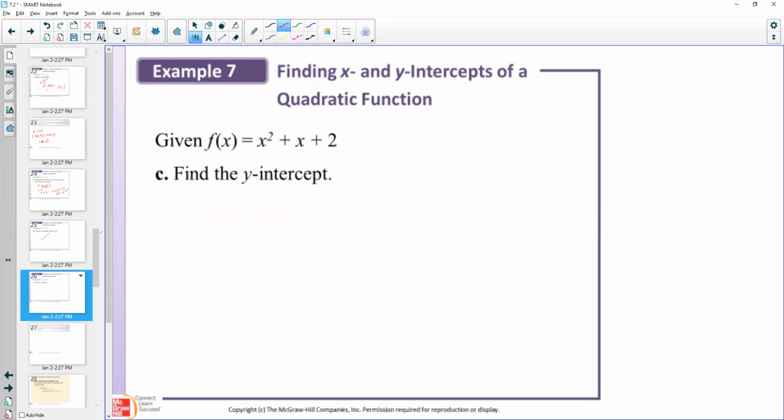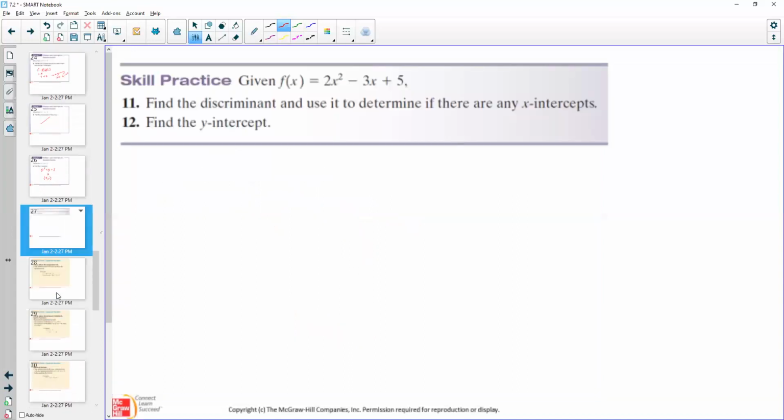But we can find the y-intercept. Just because there's not x-intercepts doesn't mean there's not y-intercepts. So put in 0 for x squared, 0 for x plus 2. That's going to be a 2, so the y-intercept is going to be at 0, 2. This means this graph crosses the y-axis and not the x. That's okay. You can try this one also.